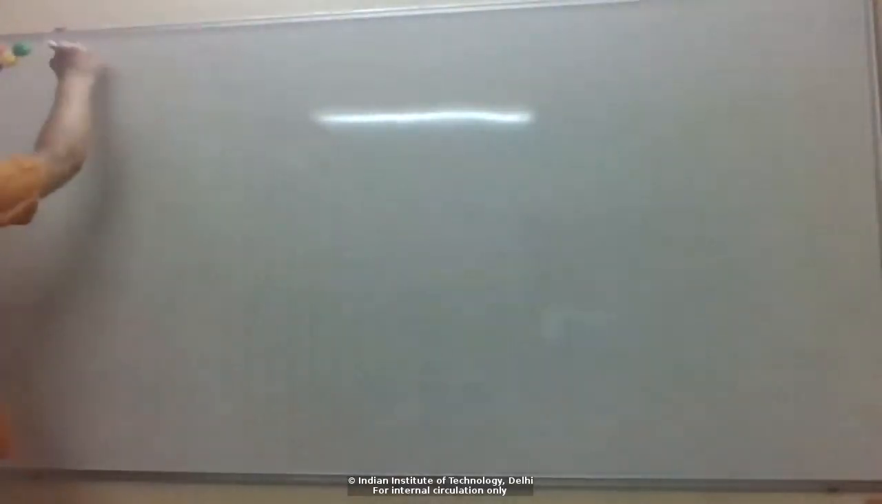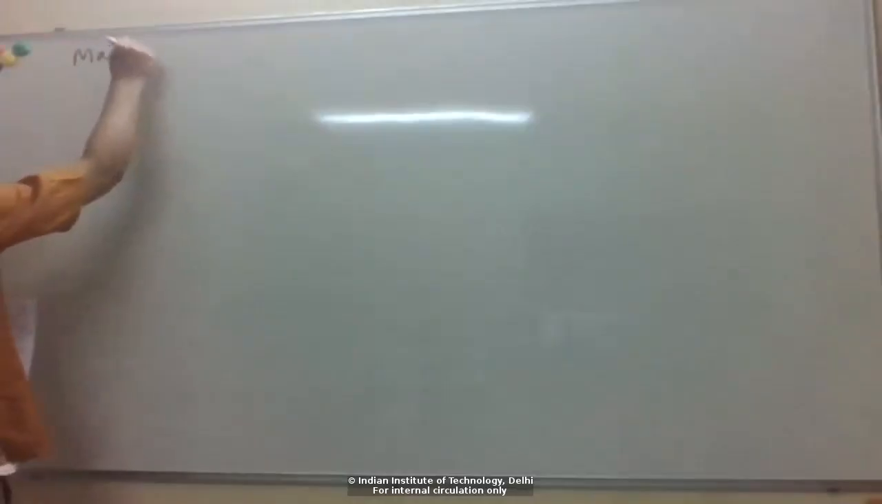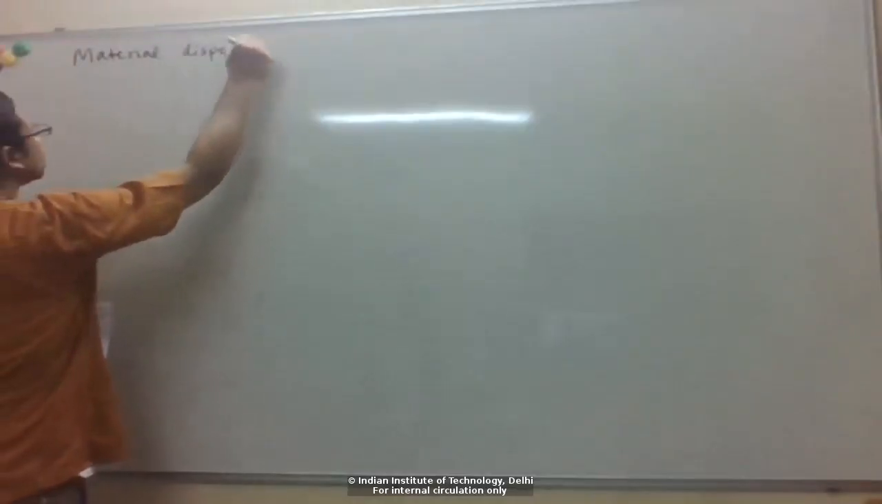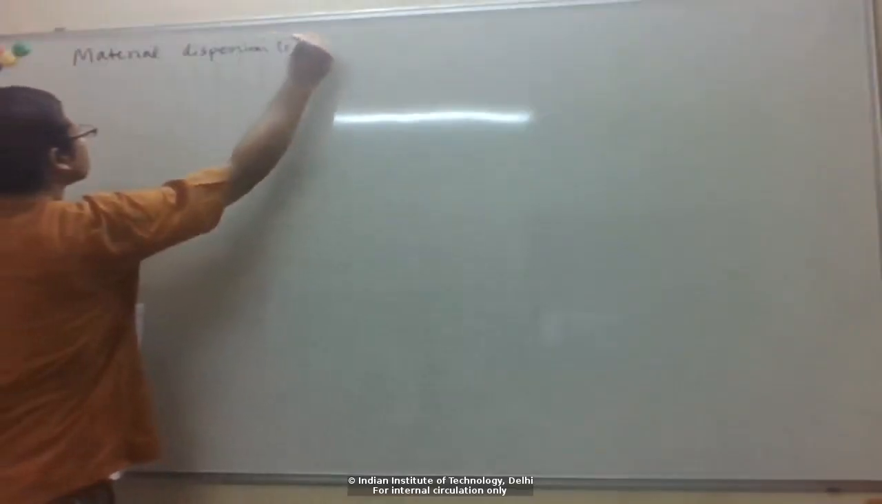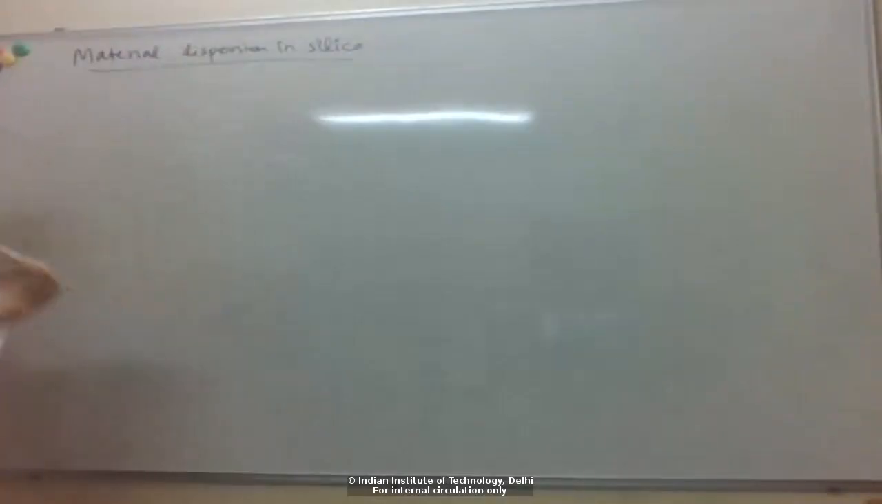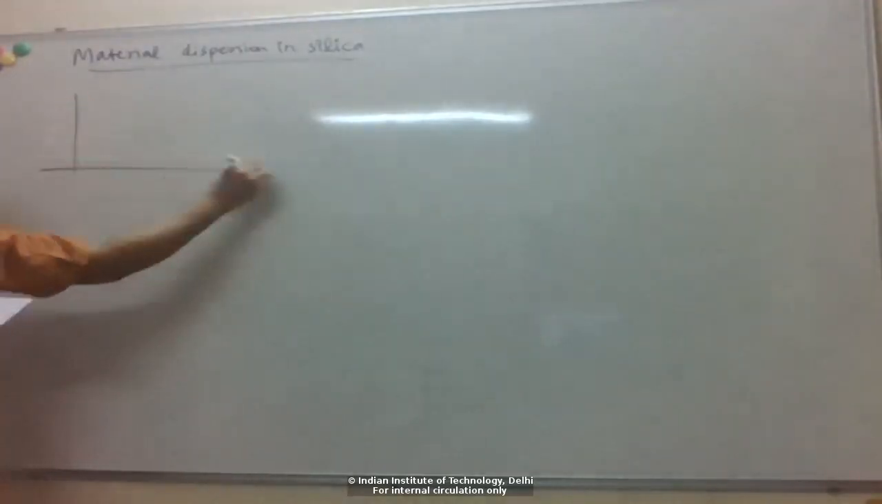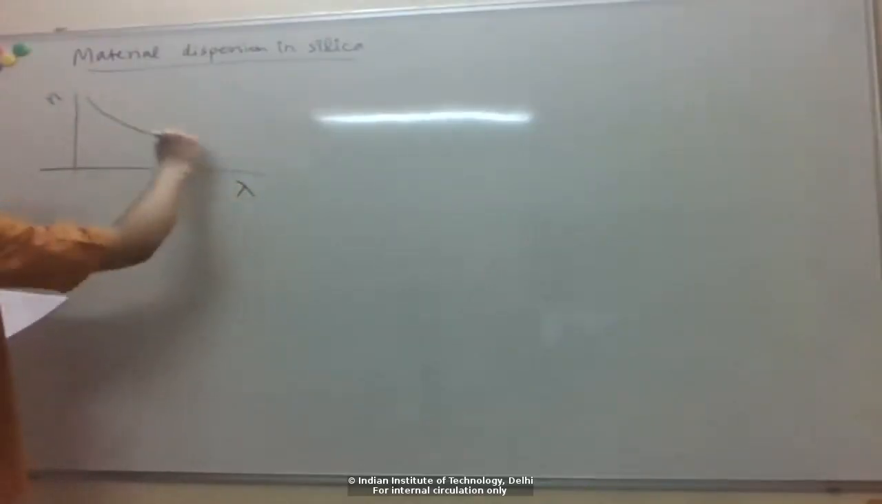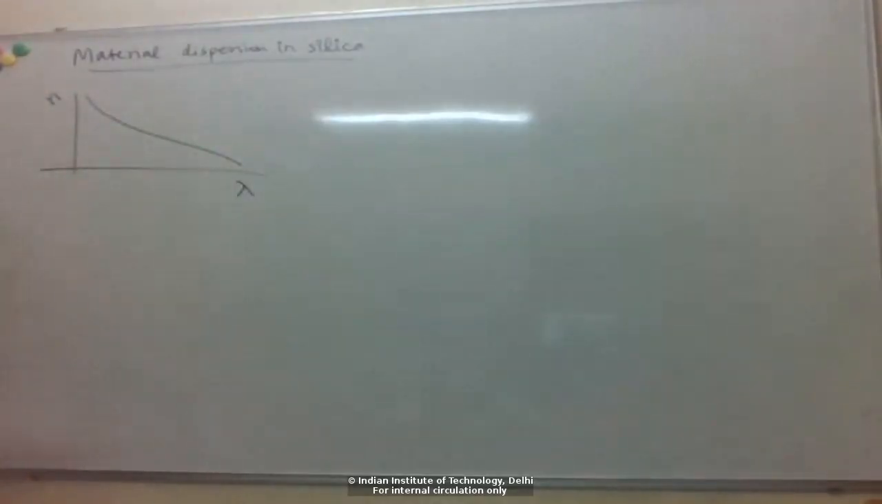We'll continue our discussion on material dispersion that we started last time, and specifically in silica, because optical fibers are made out of silica glass. So we saw last time, for example, the refractive index varies with wavelength like that, right?